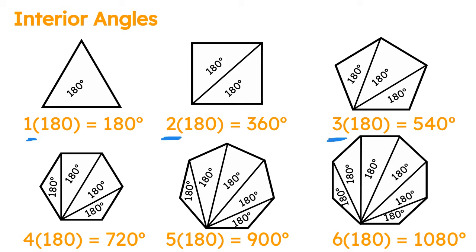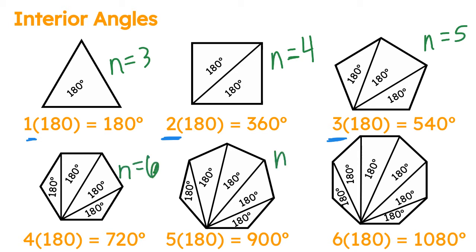So let's see if we can figure out where those numbers I underlined, the number of triangles in each shape, come from. If you look at the sides of each of these shapes, this one, n is equal to 3, you've got 3 sides. This one, n is equal to 4, you've got 4 sides. And this one, n is equal to 5. And then we've got 6, 7, and 8 on the bottom.